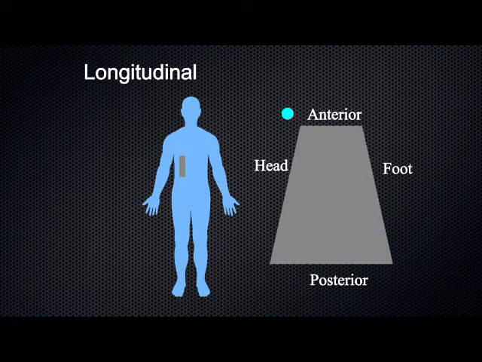In the longitudinal plane, again, the probe is on the patient, but the probe marker is aimed towards the head, so the probe's kind of straight up and down. And in this situation, anterior and posterior are still the same. Anterior part of the patient is still the top of the screen, and the posterior part of the patient is still the bottom of the screen. And then the patient's head is going to be on the left side of the screen, feet on the right side of the screen.